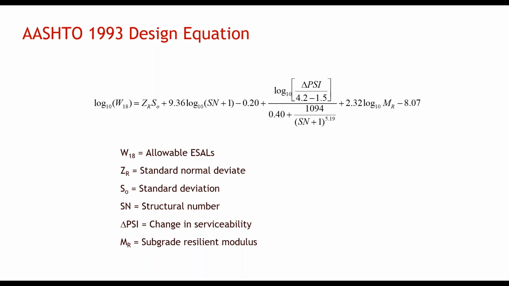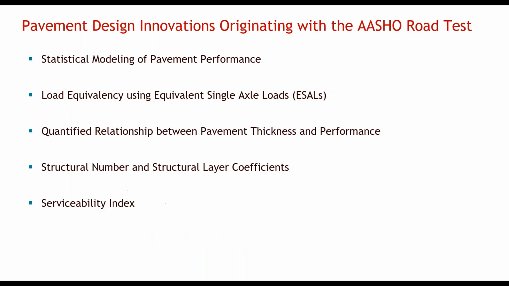AASHTO developed several important innovations as part of the road test that we still use today. The equivalent single axle load, the ESAL, was developed during the AASHTO road test. The idea behind the ESAL is that different vehicles have varying impact on pavement life due to the differences in their weights. For example, a passenger car does a lot less damage to a road than a tractor trailer. This is normalized in design by using the equivalent single axle load for traffic.